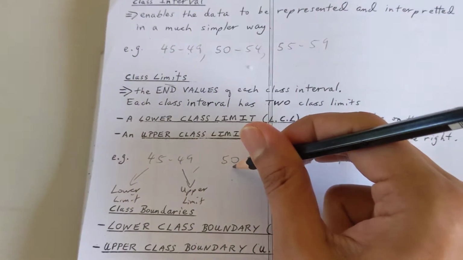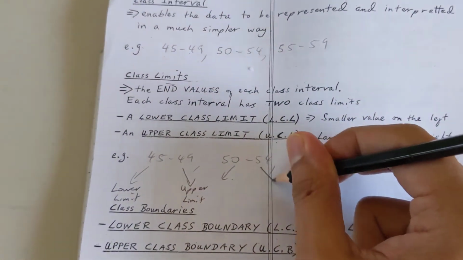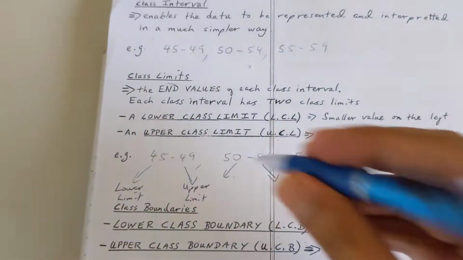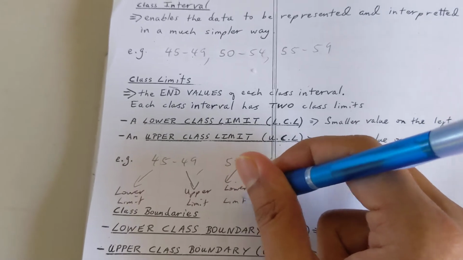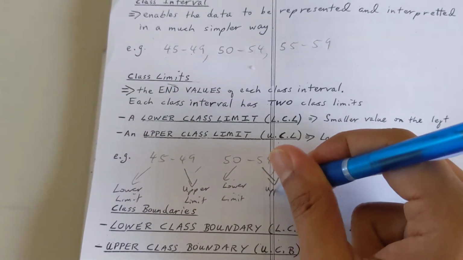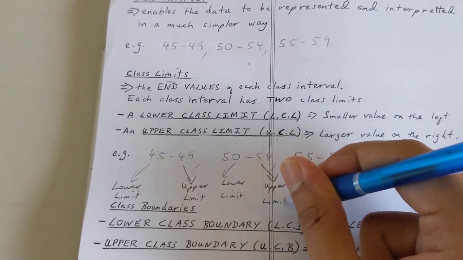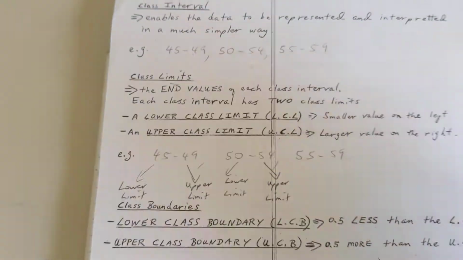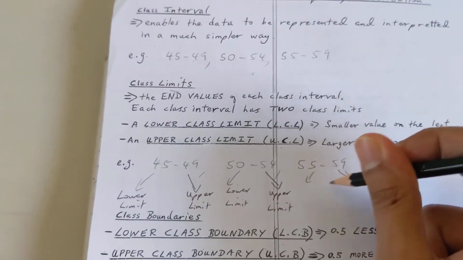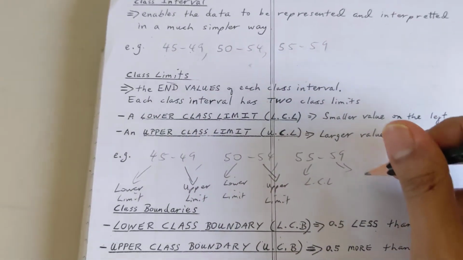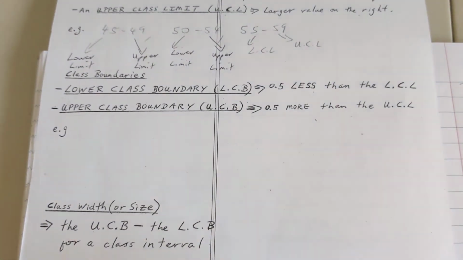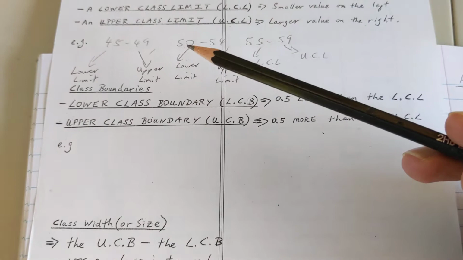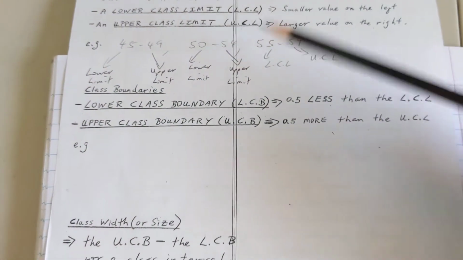Same thing here. So you realize each interval is going to have 2 limits. The smaller one is going to be the lower limit, and the larger one is going to be the upper limit. And same thing here. This is going to be your lower class limit. Again, I just write LCL for lower class limit. This one is going to be your upper class limit. That's what we call the limits. The end values of the intervals. The boundaries are related to the limits, but most of the time we were using age just now.